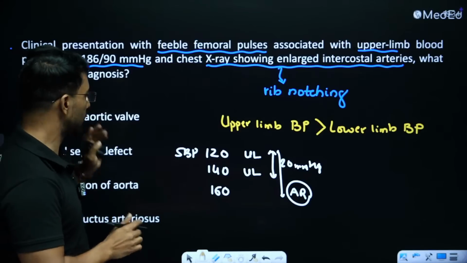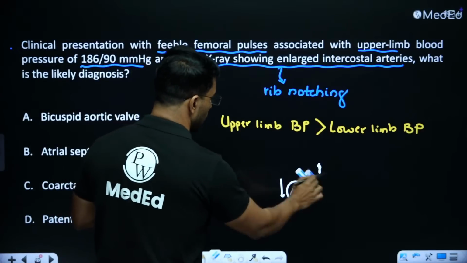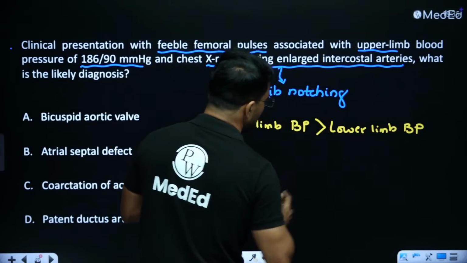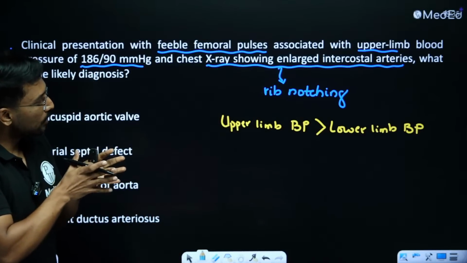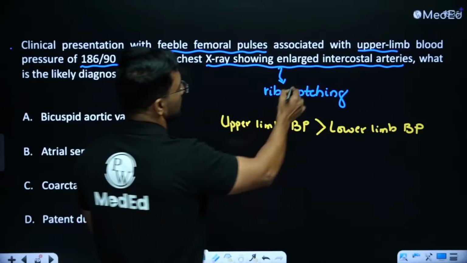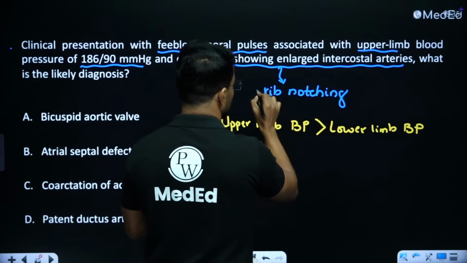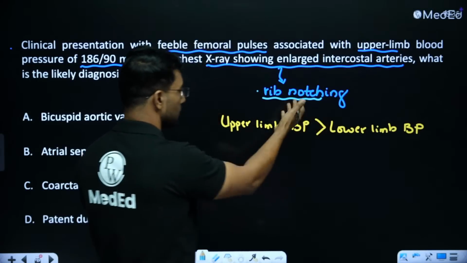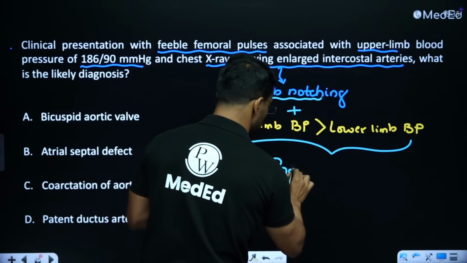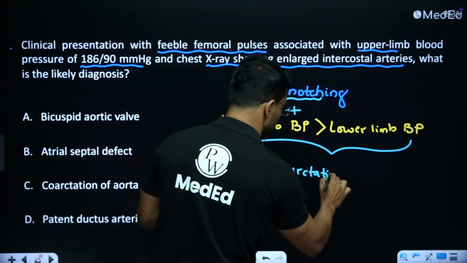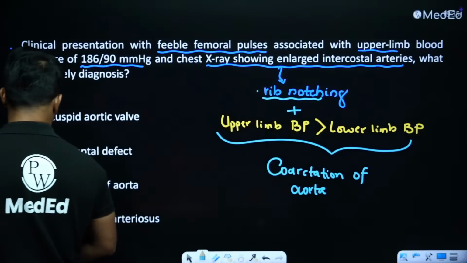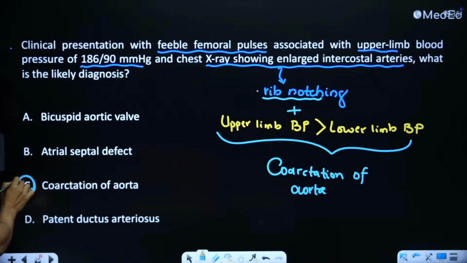But when I'm thinking of chronic, I should think of coarctation of aorta. Now in this question, there is an additional pointer. When there is coarctation of aorta, the blood flow through the intercostal vessels increases, they become hyperplastic, and those increased or enlarged intercostal arteries can cause notching of the ribs. So this rib notching plus these two differences is suggestive of coarctation of aorta. So we are going ahead with the diagnosis of coarctation of aorta.